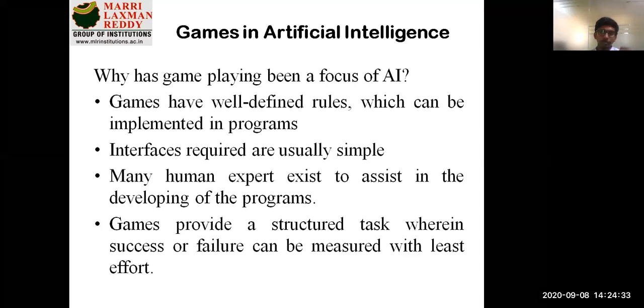So what is the main theme of game playing in AI? Why is there a huge amount of focus on game playing in AI? How is AI related to game playing? This is the understanding you need to have with respect to today's session.